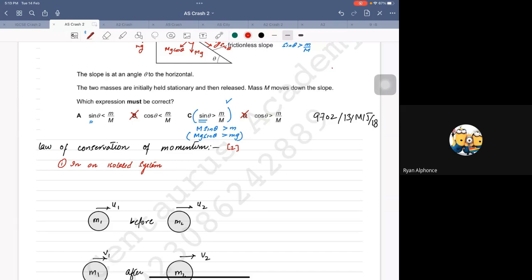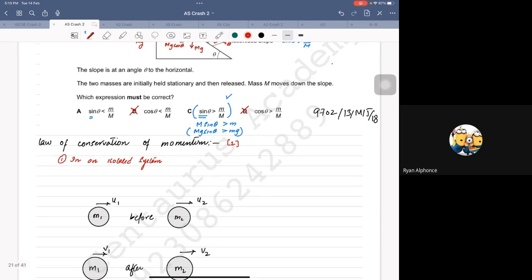Writing "in an isolated system" means that the bodies that we're talking about in this all have forces which are known to us, right? That's how it is.